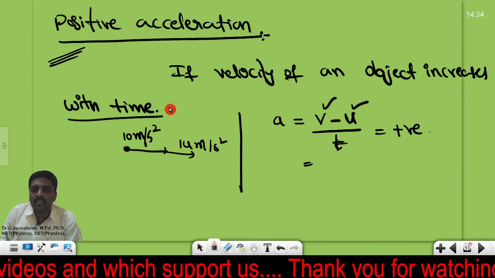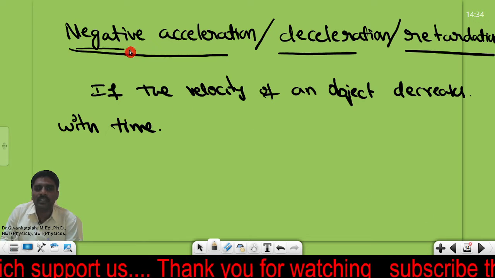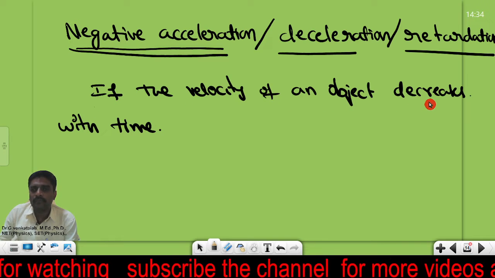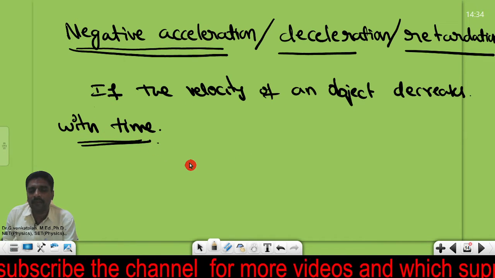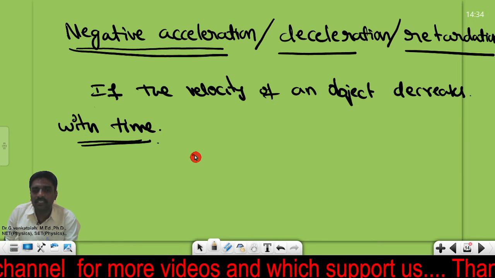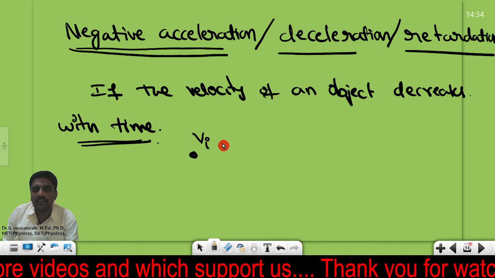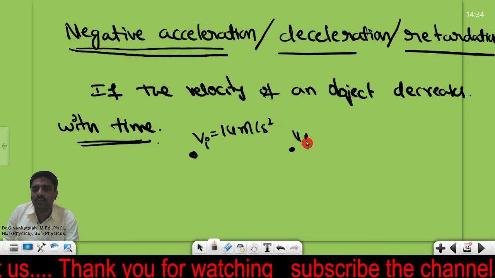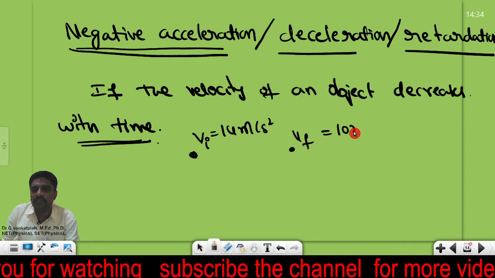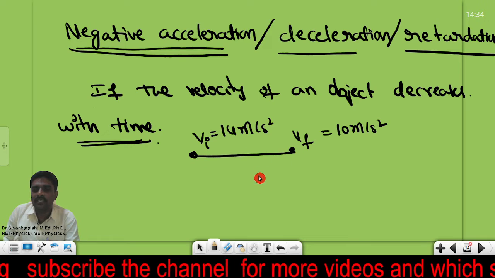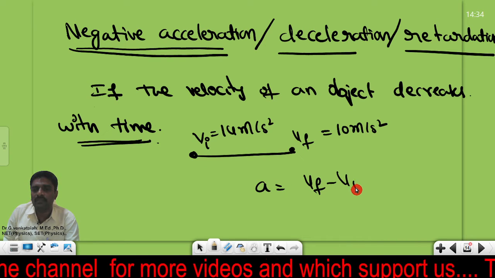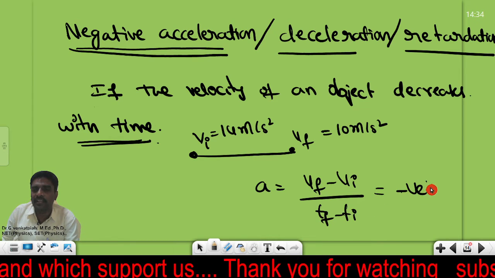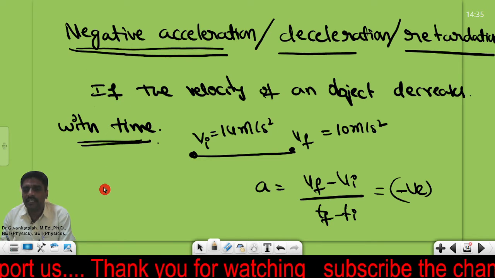In a similar manner, you can tell what is meant by negative acceleration also. Negative acceleration is when the velocity of an object decreases with respect to time. That means the initial velocity is larger. Let me take 14 meter per second as the initial velocity, and the final velocity of the object is smaller, let me take 10 meter per second. Then the acceleration is equal to v final minus v initial divided by t final minus t initial. We will obtain a negative value, and that acceleration is called a negative acceleration.